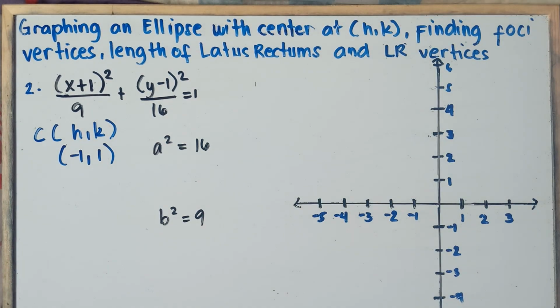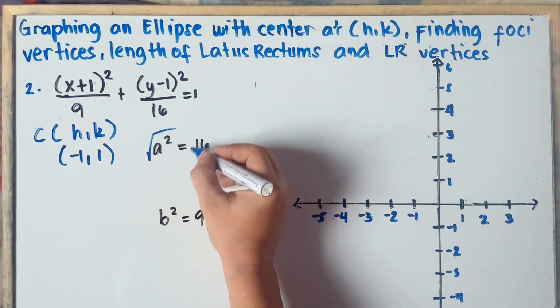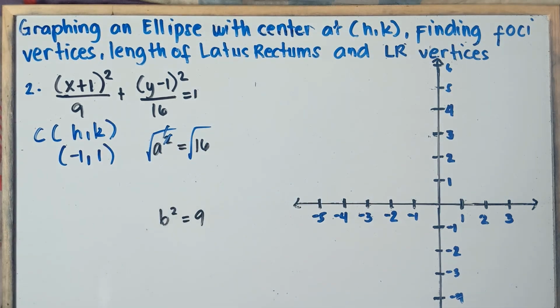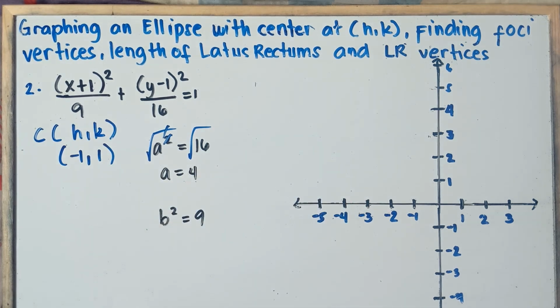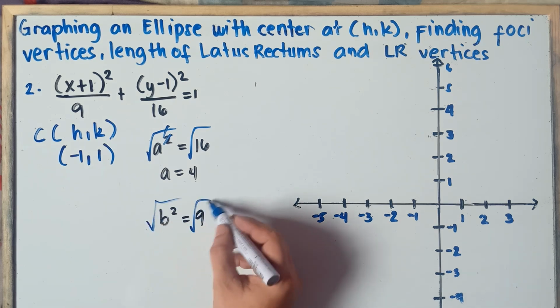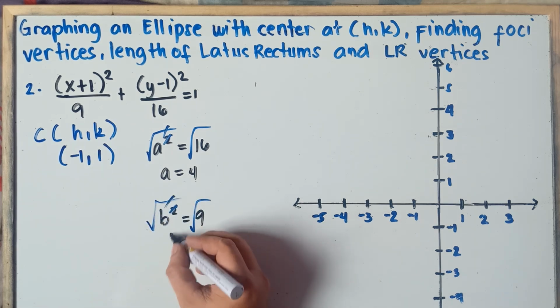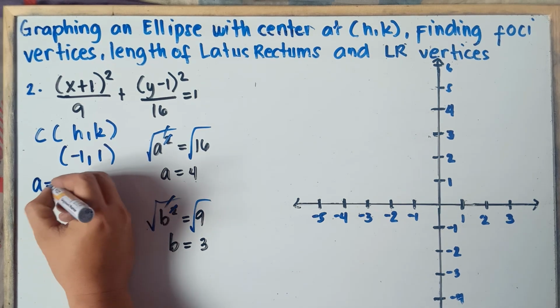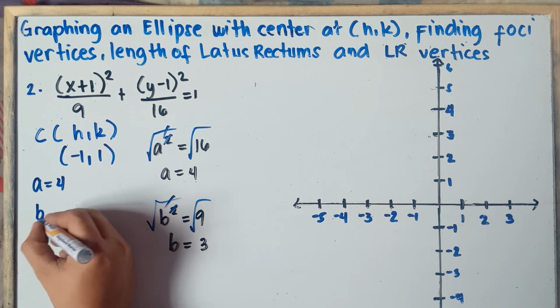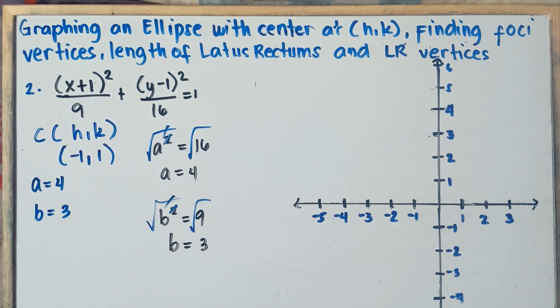To get the value of a, you extract the square root of both sides, cancel this out, and our a is equal to 4. And to get the value of b, extract the square root of both sides, cancel this out, and our b is equal to 3. The square root of 16 is 4, the square root of 9 is 3. So therefore, our a is equal to 4 and our b is equal to 3.